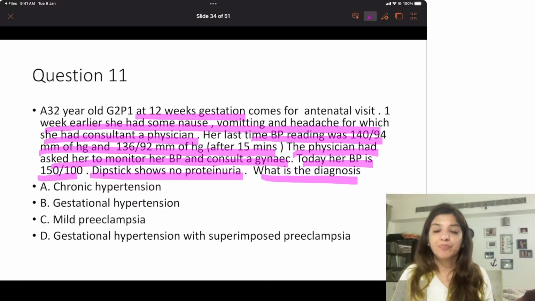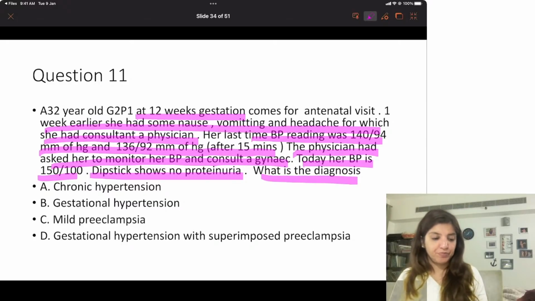Okay, come now. So, what is the diagnosis? Chronic hypertension, gestational hypertension, mild preeclampsia, gestational hypertension with superimposed preeclampsia. I am getting various answers here. Most of you are saying A, some of you are saying B also.